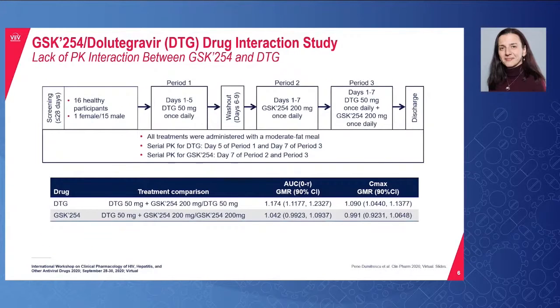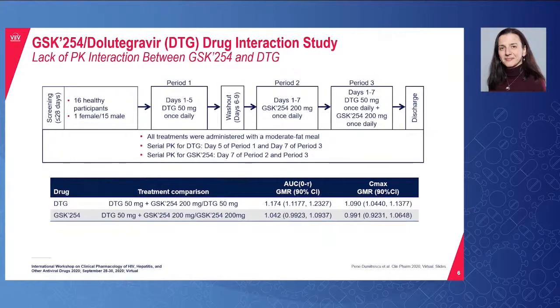The second study was the GSK254 dolutegravir drug interaction study. In terms of design, which is again illustrated at the top of the slide, this was an open-label, fixed-sequence, 3-period, 2-way interaction study, which consisted of a screening period, followed by period 1, where participants received 50 milligram DTG for 5 days, a washout period, and then period 2, where all participants received 200 milligram GSK254 daily dose for 7 days, followed by period 3, where all participants received dolutegravir plus GSK254 for 7 days. All treatments were administered with a moderate fat meal.